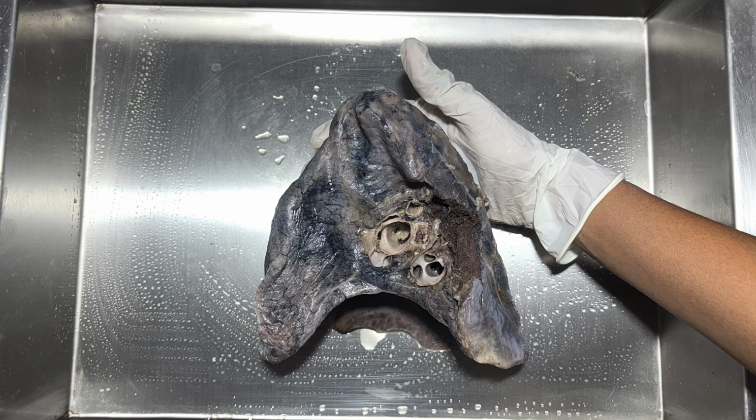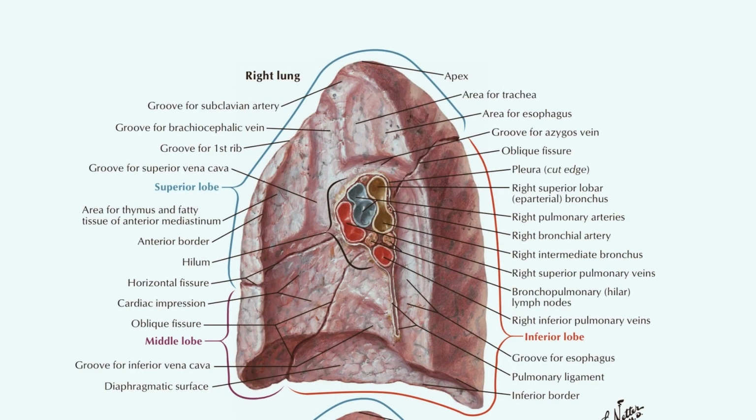Now let's look at the hilum of the right lung. In the right lung, the lobar bronchus for the right upper lobe and its branch from the pulmonary artery is given off before entering the lung. In the right lung hilum, the right upper lobe bronchus and the right intermediate bronchus lie most posteriorly. Anterior to it is the right pulmonary artery. Further anteriorly and inferiorly, we can identify the right superior and right inferior pulmonary veins respectively.